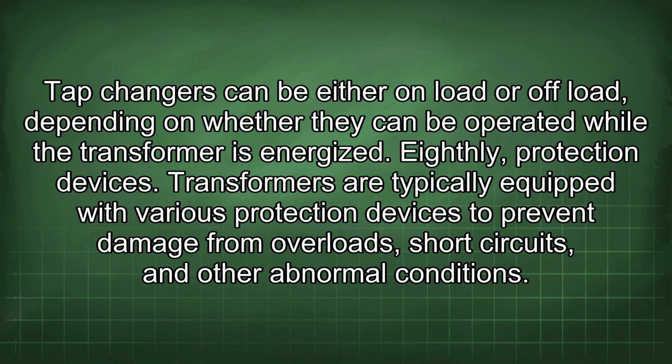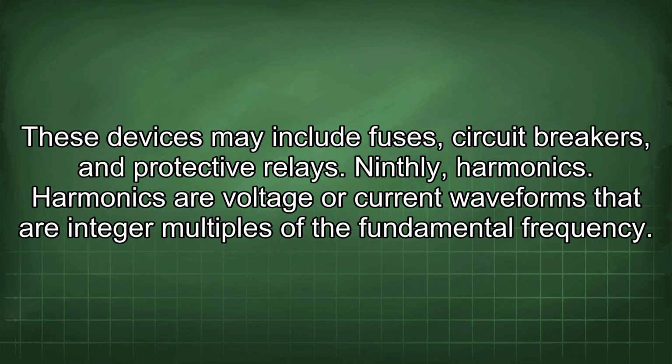Tap changers can be either on load or off load, depending on whether they can be operated while the transformer is energized. Eighthly, protection devices. Transformers are typically equipped with various protection devices to prevent damage from overloads, short circuits, and other abnormal conditions. These devices may include fuses, circuit breakers, and protective relays.